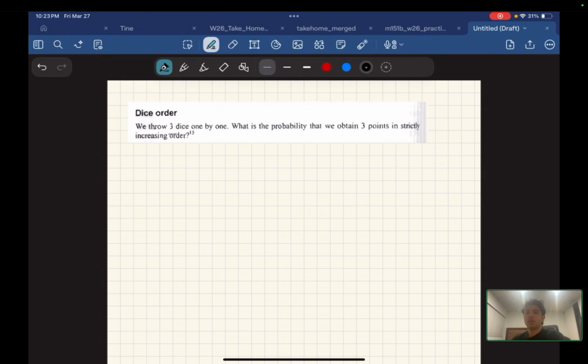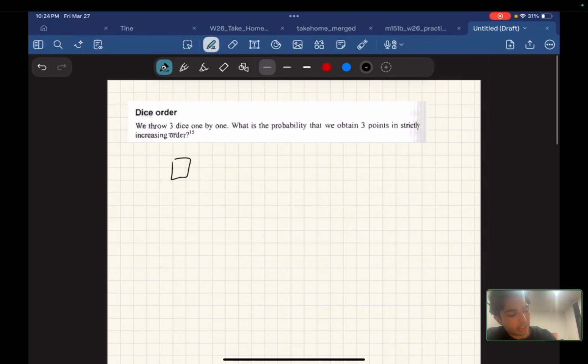This question is called dice order, and it says we throw 3 dice one by one. What is the probability that we obtain 3 points in strictly increasing order? Actually, I was asked this question almost verbatim, except instead of 3 dice it was 4, and it was for Citadel for quant trading. So it's a very relevant question, important to understand.